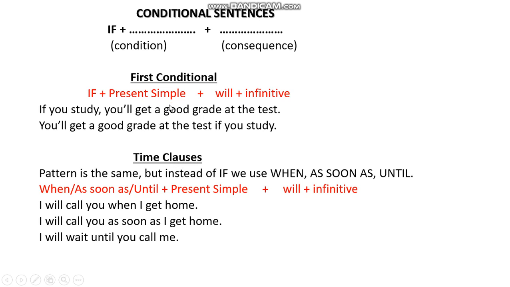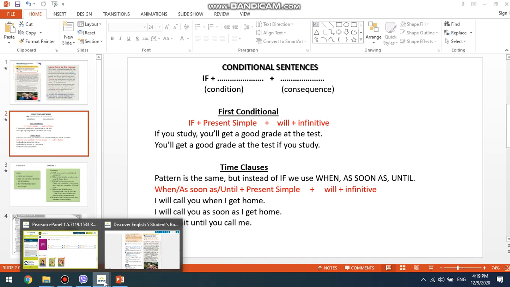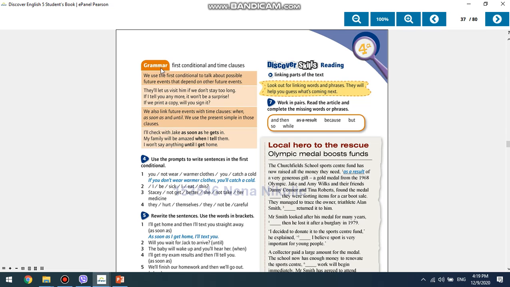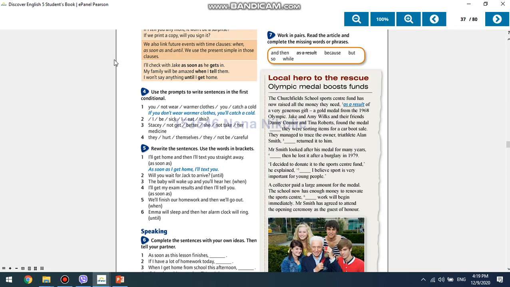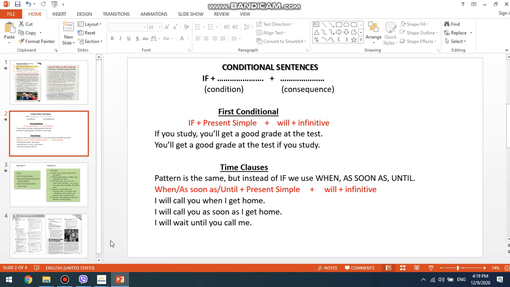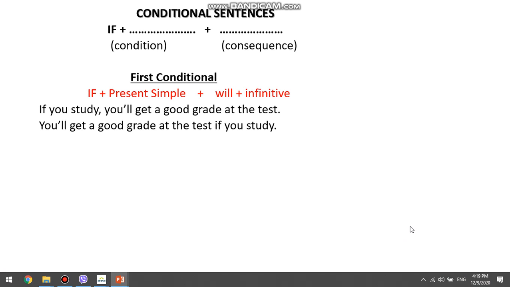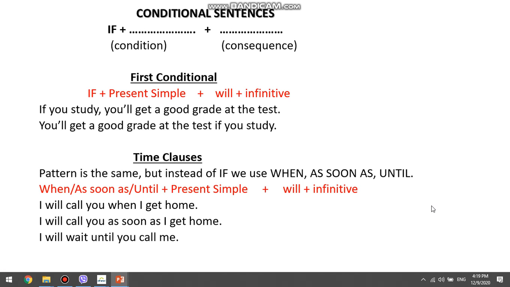Time clauses are done today because they have the same pattern as the first conditional, but instead of if, we use when, as soon as, and until. You have that in your book. The explanation is here, and I want you to do these exercises now in your notebooks. Of course, before that, you should write down this pattern. Please write down this pattern. And when you finish that, go back to your book so that you can do the exercises.